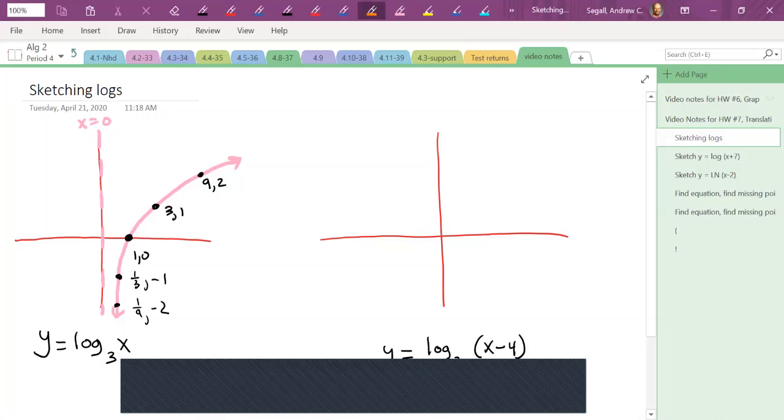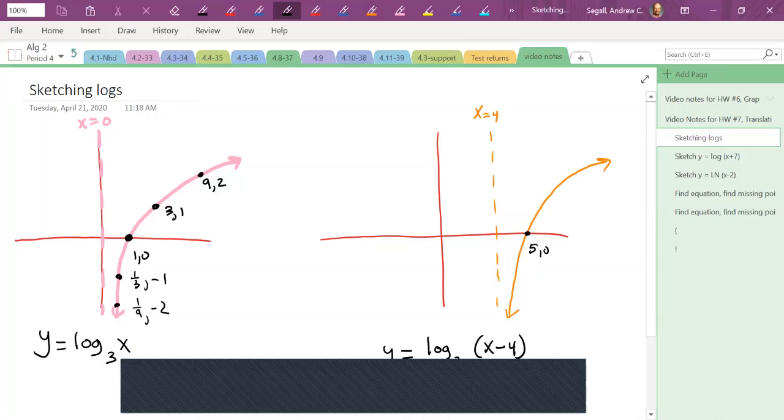So the asymptote isn't at 0 anymore. The asymptote is now at x equals 4. But the log shape still stays the same. So it's going to look like that. All of the points have moved 4 units to the right. So the intercept was at (1, 0). Now it's going to be at (5, 0).